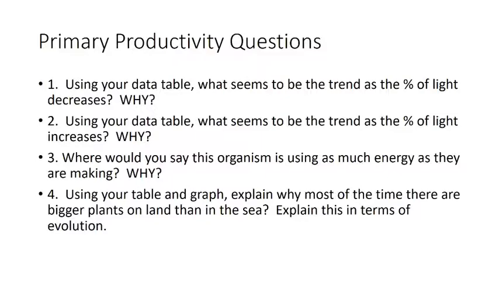So one of the main reasons that the bigger plants live on land is because there's more carbon dioxide present in the air than there is dissolved in the water. Plants have to have carbon dioxide to build sugars and to grow. Another reason is that there's more light present on land than there is in water. The water blocks out some of the light. Less light means less photosynthesis, which means less ability to make sugars, less ability to build big, large plants.